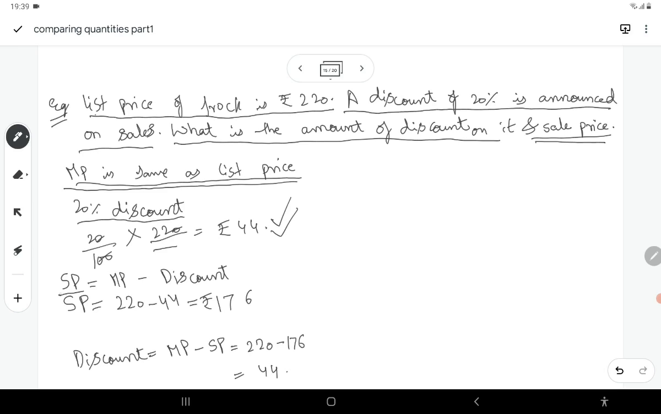And the formula of selling price is marked price minus discount. So finally selling price comes out to be 220 minus 44, which gives us selling price as 176. And discount is equal to marked price minus selling price, which is 220 minus 176, which comes out to be 44.